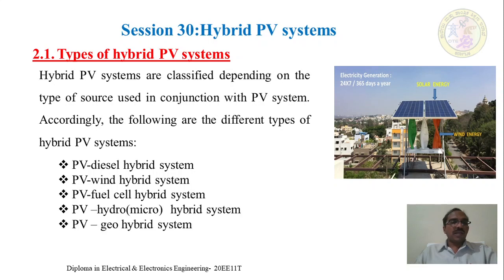And then we can have a PV micro hydro hybrid system, PV geo hybrid systems, or a PV biomass hybrid system. So there are n combinations, or otherwise you can combine three different sources, say PV, wind and diesel, or PV, wind and fuel cells, so that you can enhance the reliability of your system as well as the continuous supply can be maintained.